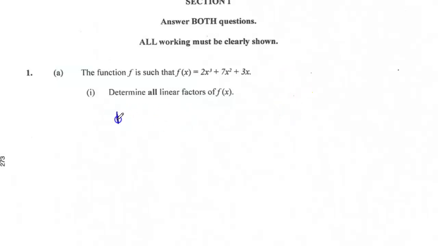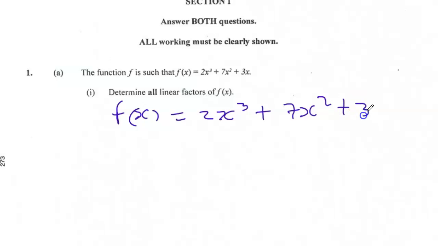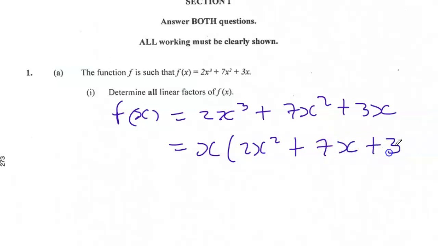So f of x is equal to 2x cubed plus 7x squared plus 3x. And right away we recognize that x is a common factor in all the terms. So factor out x, we end up with 2x squared plus 7x plus 3. Now notice in the bracket here we have a quadratic expression. So to factorize a quadratic, let's use the AC method.